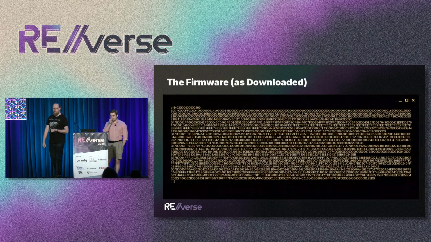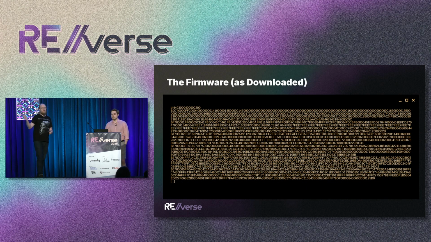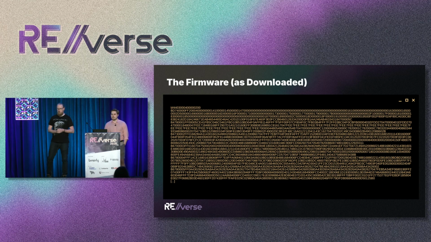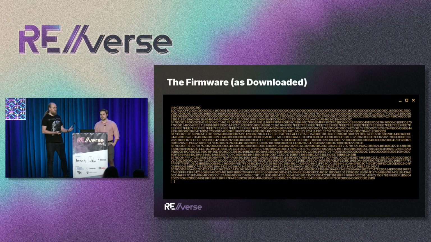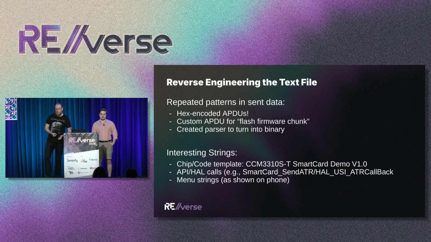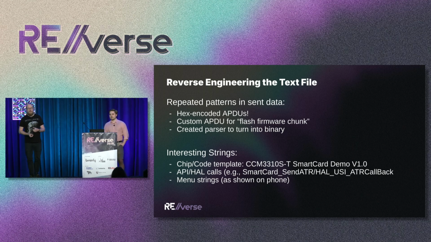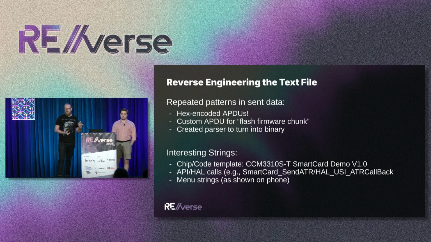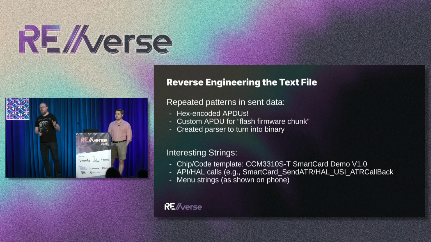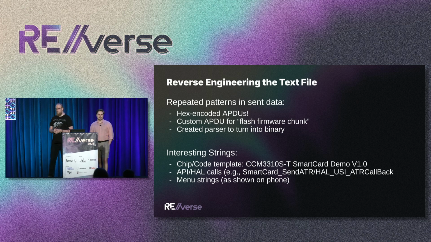So looking at one of these firmware update files as downloaded looks something like this, like lots of lines of hex. So we stared at it and stared at it and stared at it, and eventually it started to make sense. These are APDUs. And the repeated patterns really guided us towards the meaning of the different APDUs. Especially we could find one which we believed is a flash firmware chunk, which would flash a certain amount of bytes to the next location in memory.